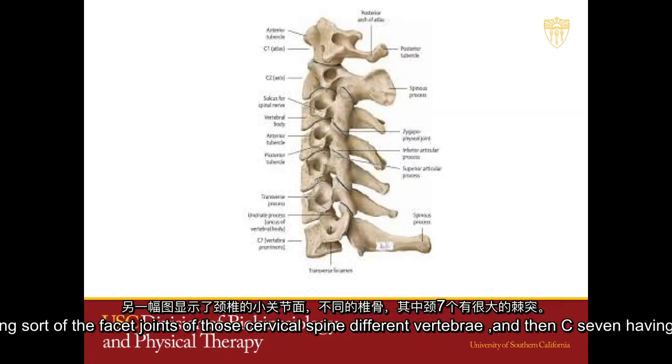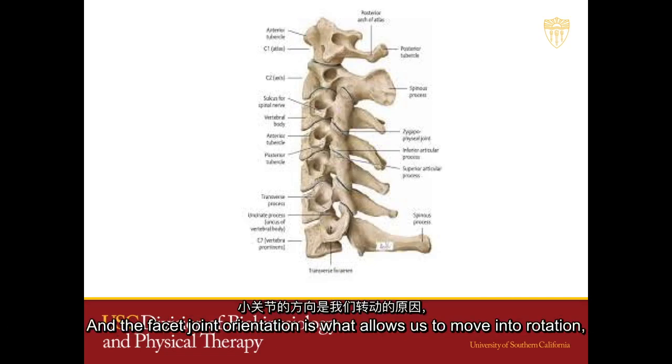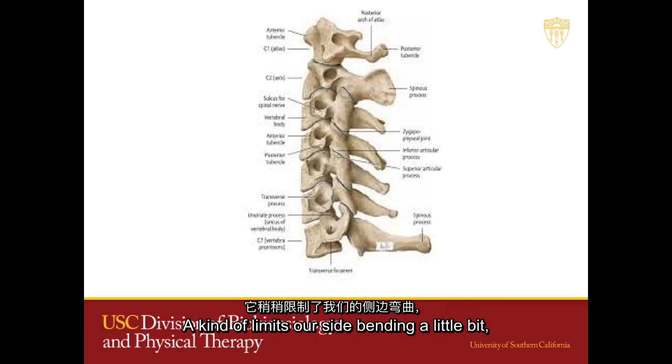Another picture here, recognizing the facet joints of the cervical spine, different vertebrae, and then C7 having a very large spinous process. So you'll see again in this picture C1 and C2 very different than the lower vertebrae. And the facet joint orientation is what allows us to move into rotation. It kind of limits our side bending a little bit and allows for flexion and less extension.